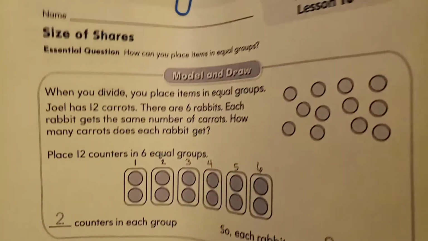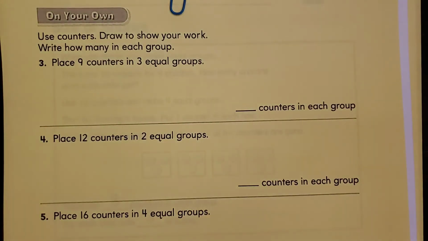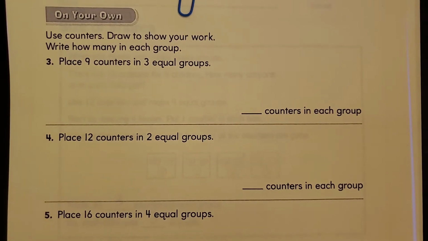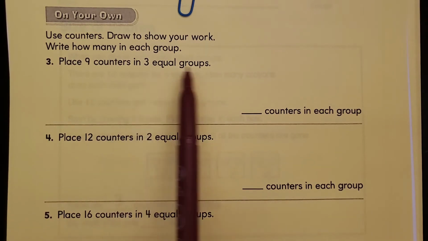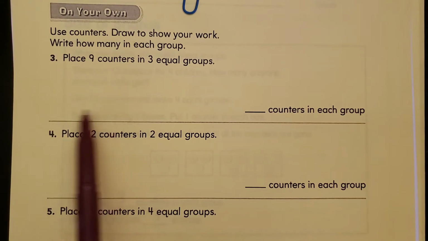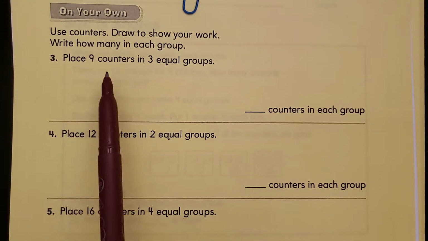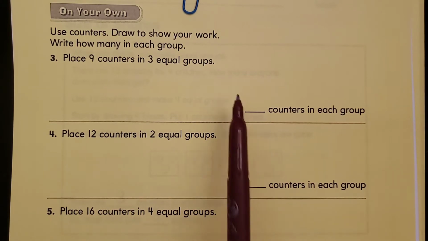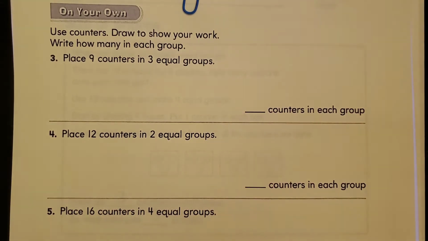Let's try the next page. Now, I think you know the pattern already. This is your on your own page. So you're going to try 3, 4, and 5 on your own. Remember, start with the groups. Before you place the counters, draw your groups. It does not have to be squares. You can make circles. Just make your groups first and then put the counters out. Okay? Then write down how many counters are in each group here.